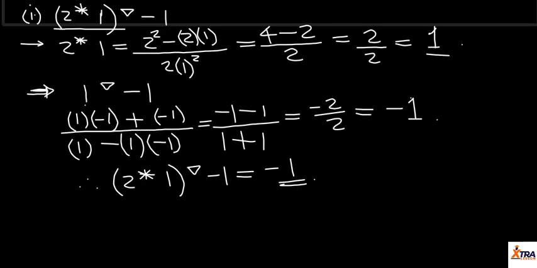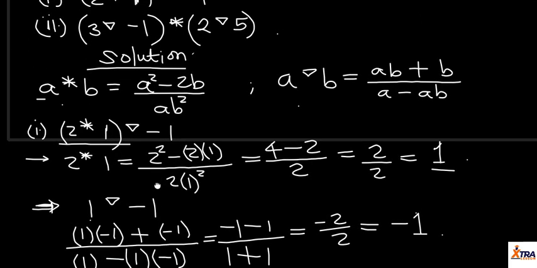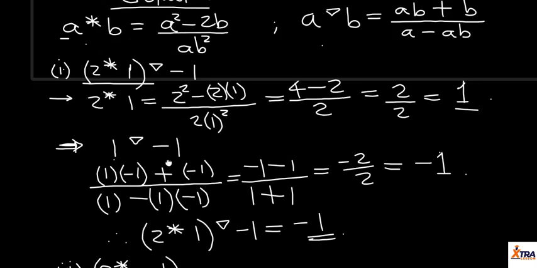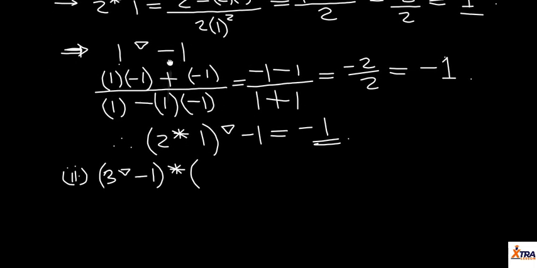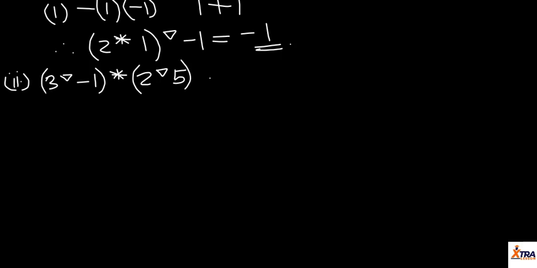We just take each of them in the brackets, simplify them. After simplification, we can relate all of them together generally. Now, if we look at another example, the Roman figure 2, we have 3 operation minus 1 asterisk. We have another bracket, we have 2 operation 5. So we want to get the value of this.